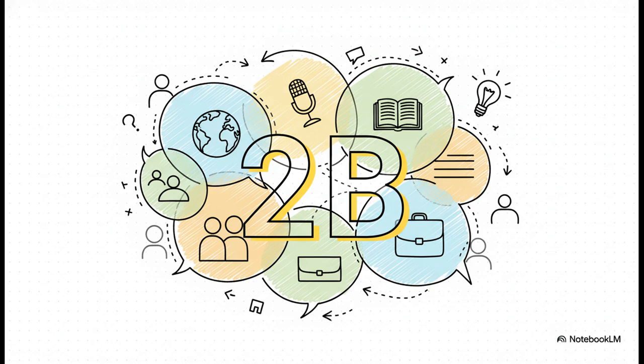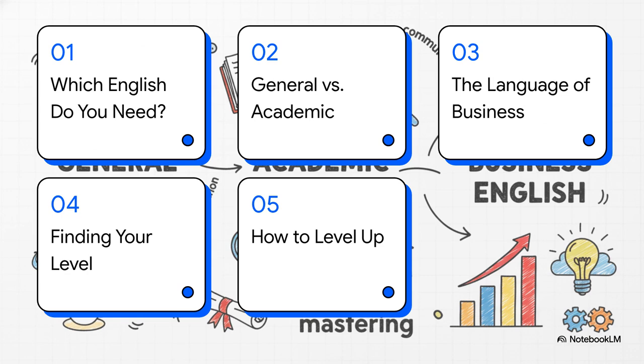And think about this. With up to 2 billion English speakers around the globe, standing out isn't just about being understood anymore. It's about being effective. Nailing the right style of English isn't just a nice little bonus skill, it's your key to making a real impact.